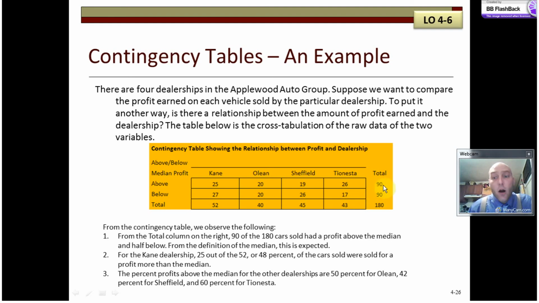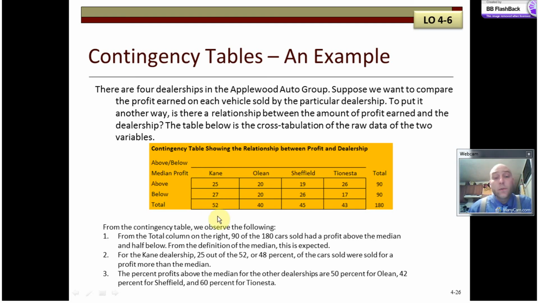This is the marginal total. These are also called the row totals, because if you add up 25, 20, 19, and 26, you get a total of 90 vehicles that were sold for above the median. A total of 90 vehicles were sold for below the median. In this margin, we can get some column totals.